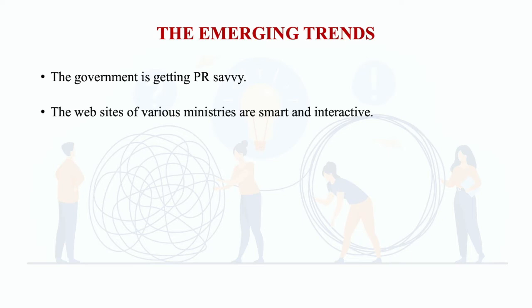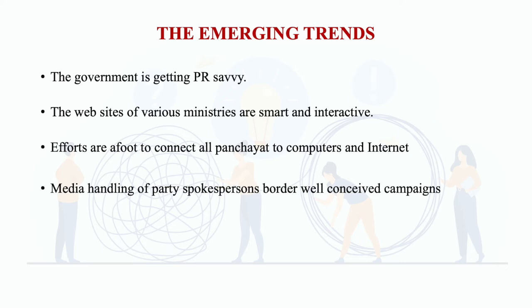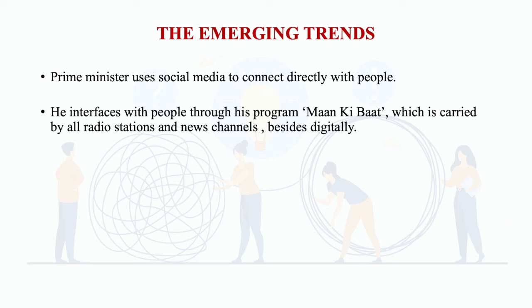So what are the emerging trends? The government is getting very PR savvy. The websites of various ministries are smart and interactive. Efforts are afoot to connect all panchayats to computer and internet, as I said in the beginning. Media handling of party spokespersons and well-conceived campaigns. You've seen that people are now employing publicists and PR people to handle their campaigns even in normal times. And finally, you see the Prime Minister of India is very, very media savvy and one of the very good communicators. He uses social media to connect directly with the people. He interfaces with people through his program Mann Ki Baat, which is carried by all India Radio stations and news channels. Besides, it's available digitally.